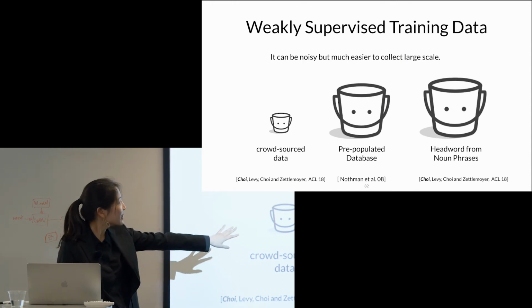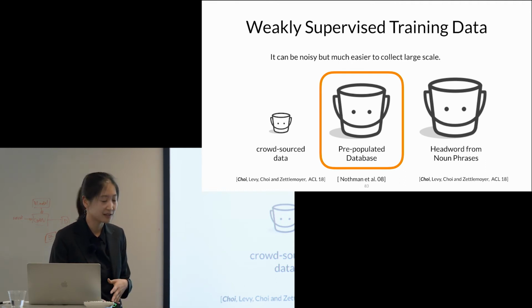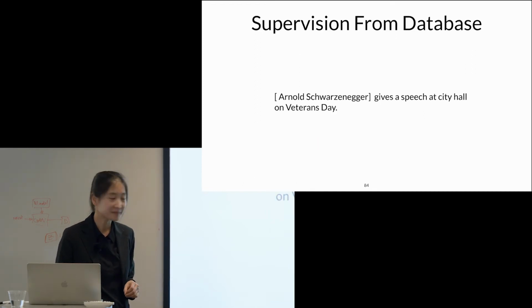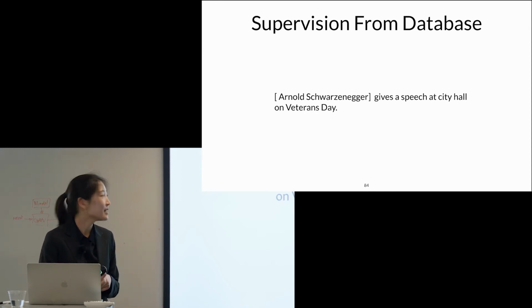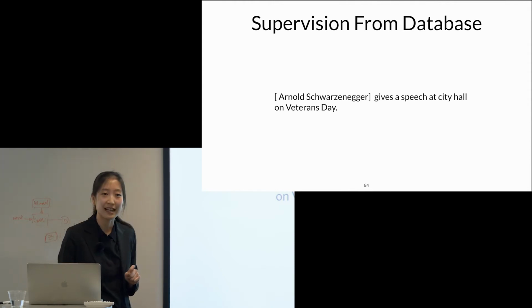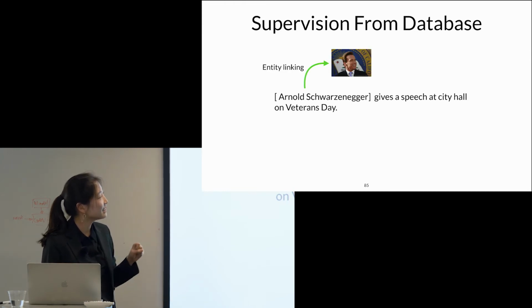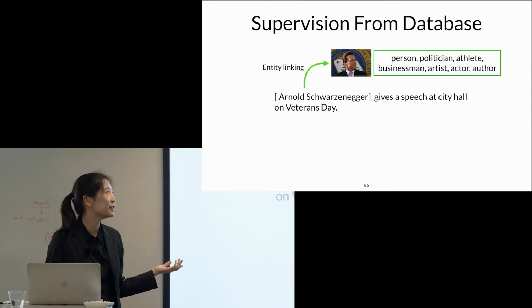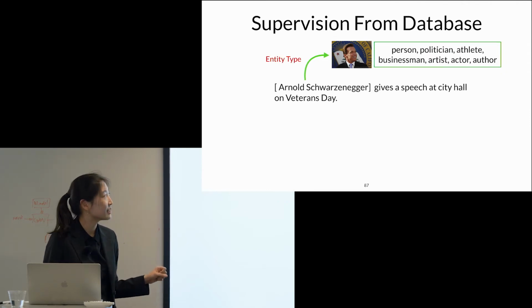So the first weak supervision data is actually coming from the literature. We improved it by making it a little bit larger scale, but the main idea is pretty cool, so I want to talk briefly about it. The supervision here is using pre-populated databases. Say in this example, Arnold Schwarzenegger is giving a speech at City Hall on Veterans Day. And you just find Arnold Schwarzenegger in a database with entity linking. And in the database, they already know who he is. He's a person, politician, athlete, businessman, artist, actor, and author. And from this, you are basically getting free supervision.